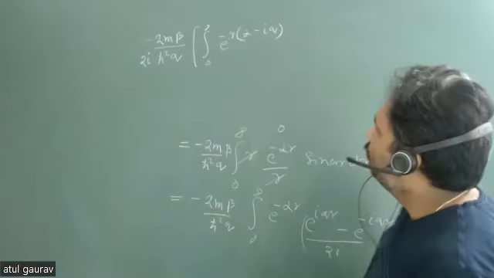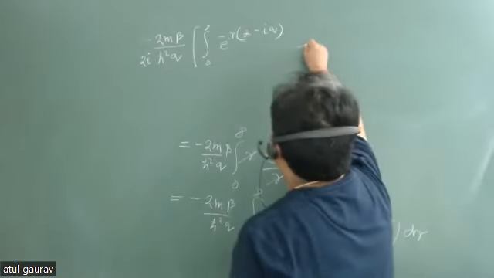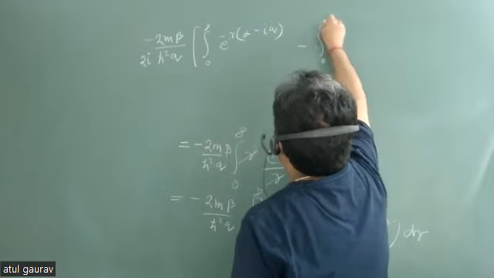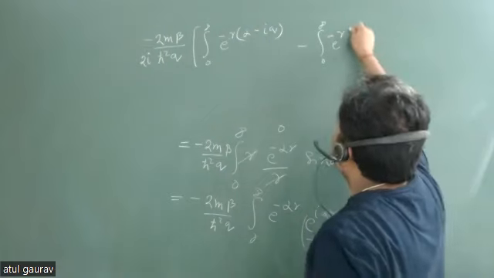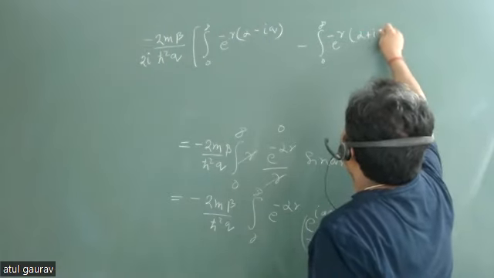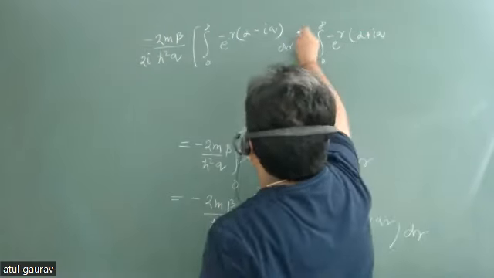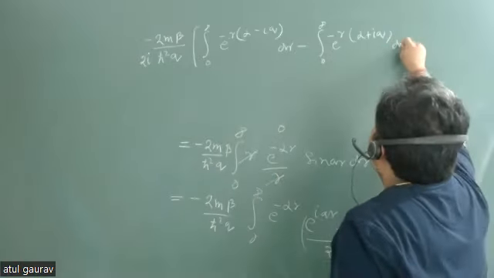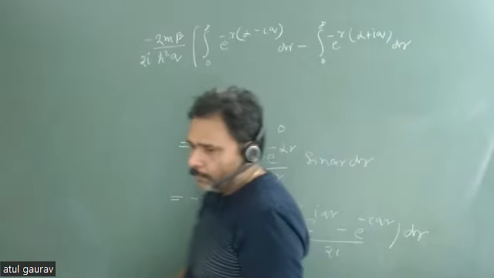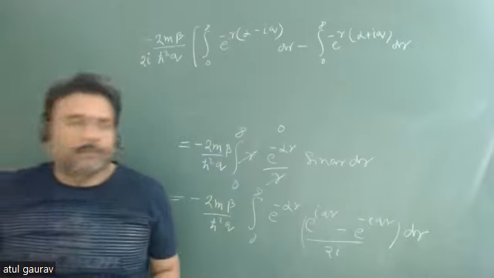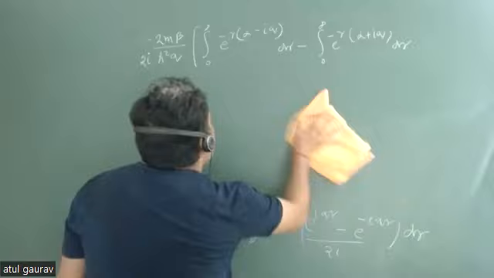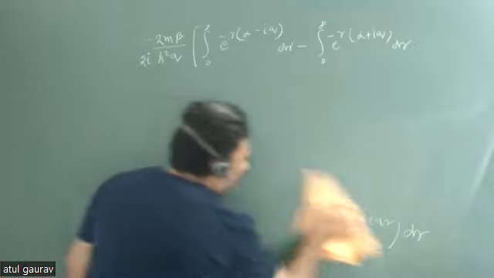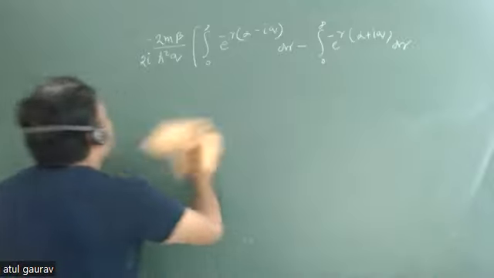And what will be the next one? Minus, 0 to infinity e to the power minus r, so this will be alpha plus iq, and this dr is also there. Okay, so let's try to solve this. So now you can easily use the gamma integral, है ना? So this is simple, this is simpler, so you can easily go for the gamma integral.